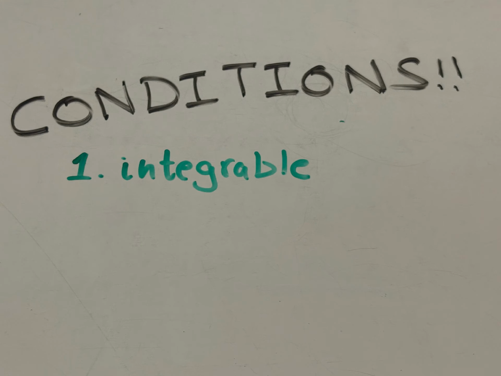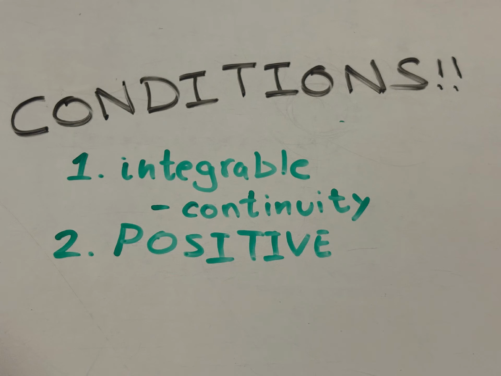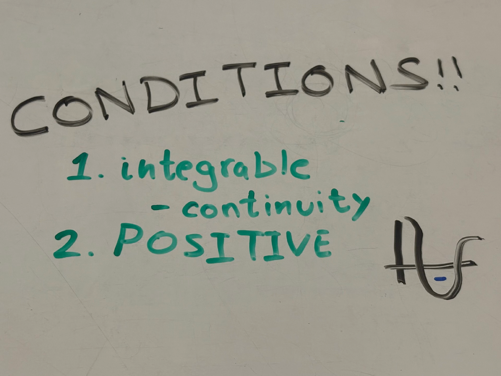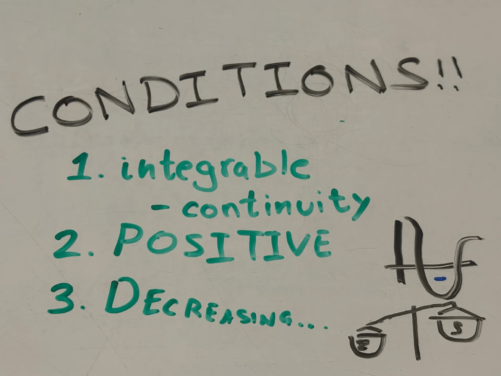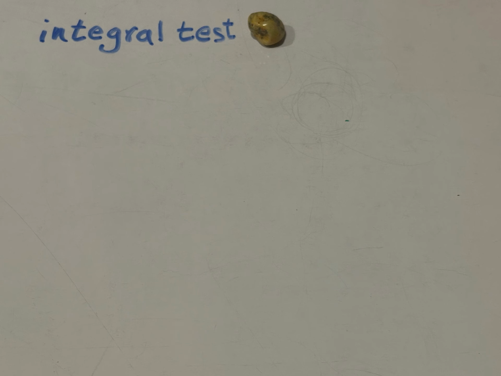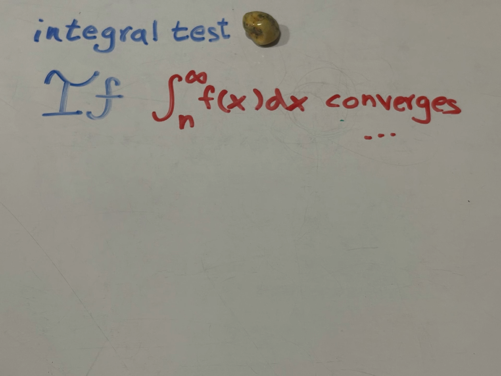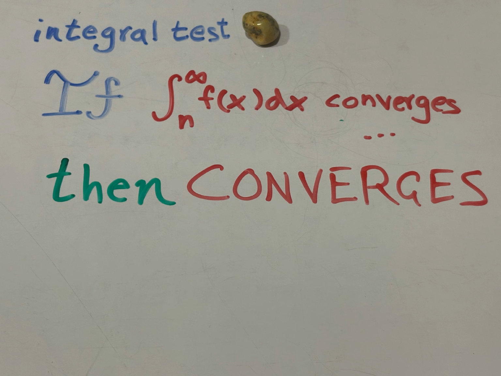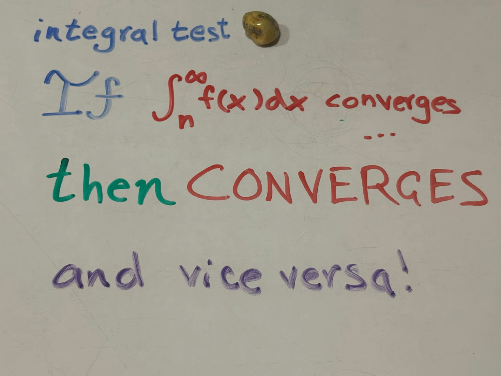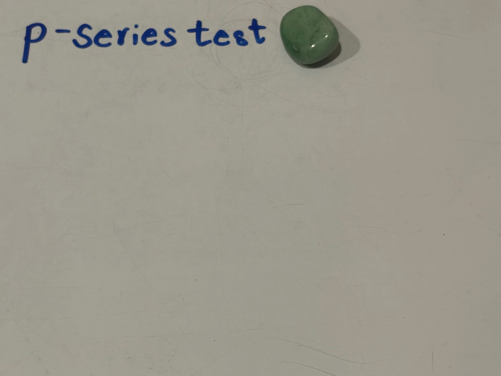Now, the only way that this comparison can work, however, is only if a few conditions are met. The function first has to be integrable, which requires continuity. It also needs to be positive, so the integral isn't negative. And finally, to make the integral comparable to the series sum, the function has to be decreasing. So now that we have these conditions, what's the test? It states that if the improper integral of the function converges, then the series converges, and vice versa for diverging series.